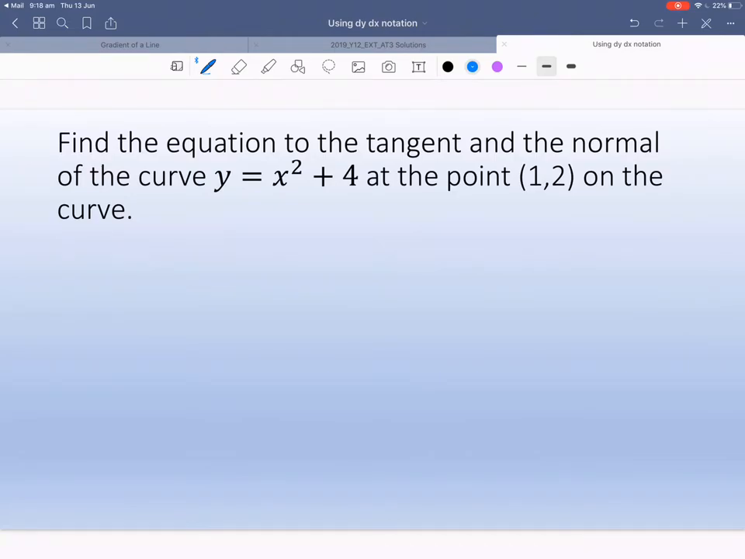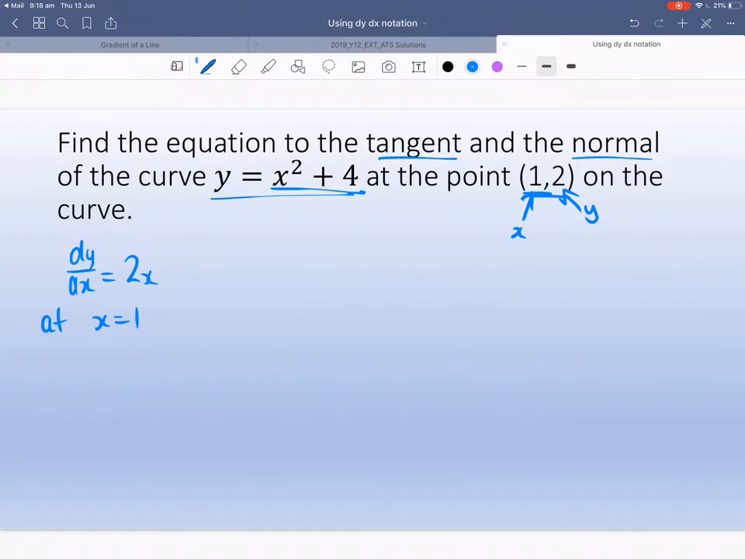Okay, let's do one more question. It says find the equation of the tangent and the normal of this curve. All right, so I'm going to use my new notation. The first thing I want to do is find the gradient function, so I can find the gradient at this point. So I'm going to go dy/dx equals 2x, and that's from here. At x equals 1, because that's the x value here. That's the y value, we don't need it for the moment. The gradient will be 2, because you just sub x equals 1 into that one.